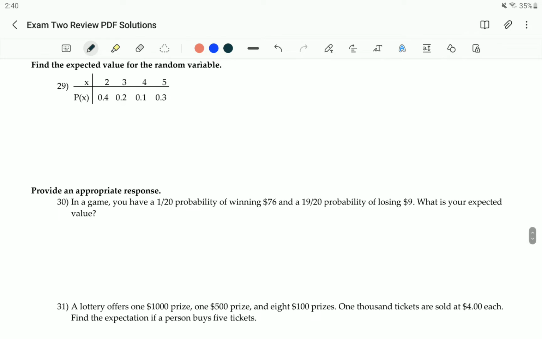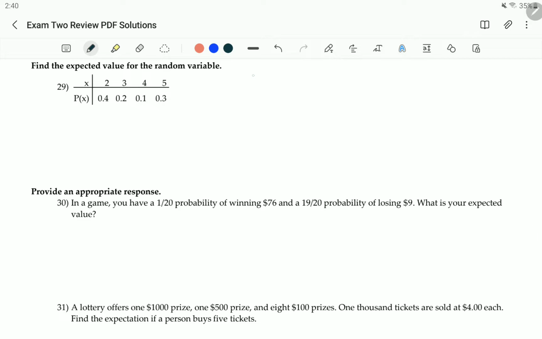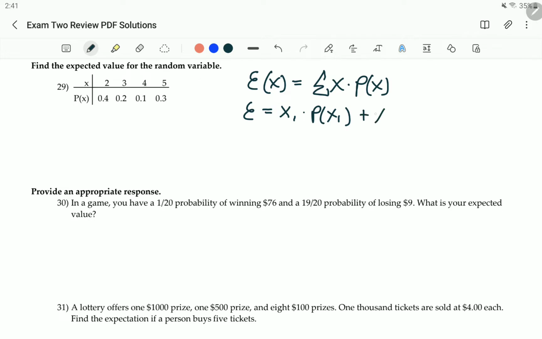To find the expected value, we use the expected value formula, which is stated as E, well, E of X sometimes, is equal to the sum of your events times the probability of those events. We can also write it as E is equal to event 1 times the probability of event 1 plus numerical event 2 times the probability of numerical event 2, so on and so forth for how many events we have.